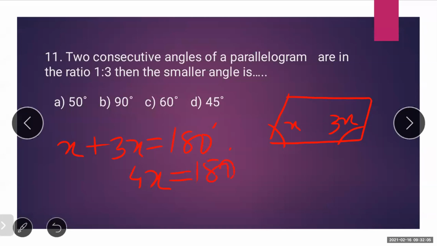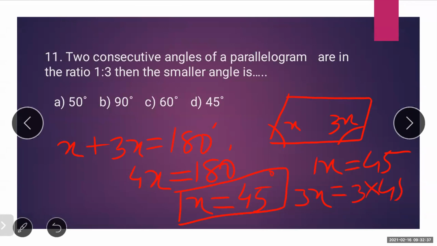Now this is an equation in one variable. You will get the value of x equal to how much? 180 divided by 4 will give you 45 degrees. Now this is the value of x. So let us substitute over here: 1x, or x, is equal to 45. That's what we have got. And second is what? 3x. 3x, that is 3 into 45. 3 into 45 will give you how much?